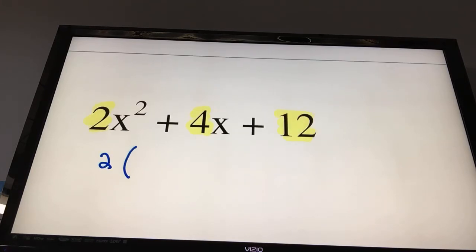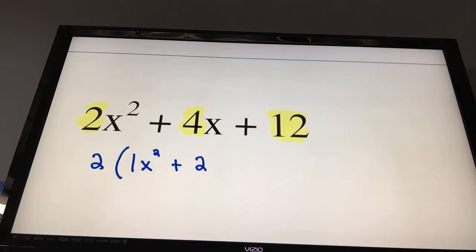2 divided into 2 is 1. Bring down the x squared. If you don't take any x's out, then they just come down. 2 divided into 4 is 2, my x comes down. Plus 2 divided into 12 is 6.